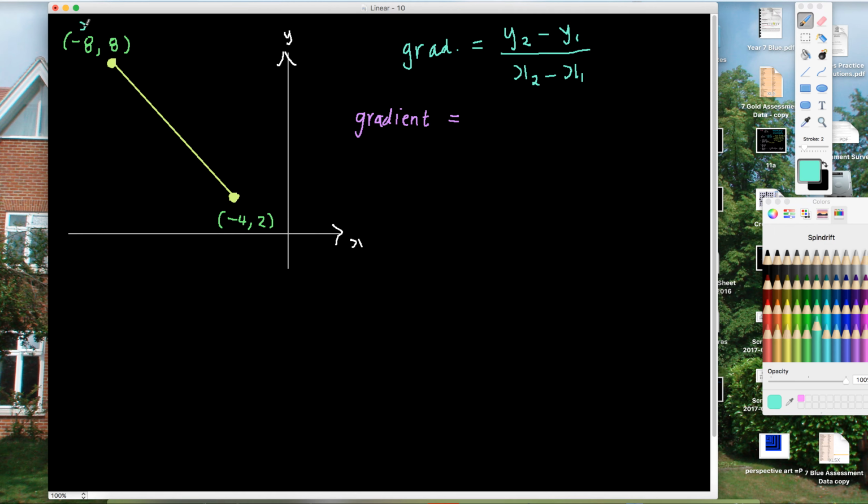And of course, if you want to, you can label them. Okay, so y2 minus y1, x2 minus x1. Just be careful with your negatives, of course. All right, 2 minus the 8. Now I've got negative 4 minus negative 8. So that's negative 4 plus 8.